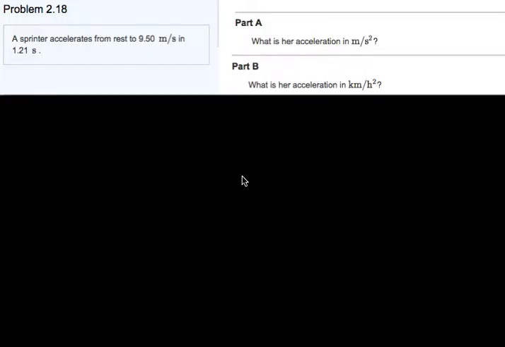Alright, so we're going to look at problem 218 here. We're going to look at a sprinter accelerating from rest to 9.5 meters per second in 1.21 seconds. So we want to know what their acceleration is in meters per second squared and what their acceleration is in kilometers per hour squared. So what we can do is use our velocity equation, which relates the initial velocity and the acceleration in time.